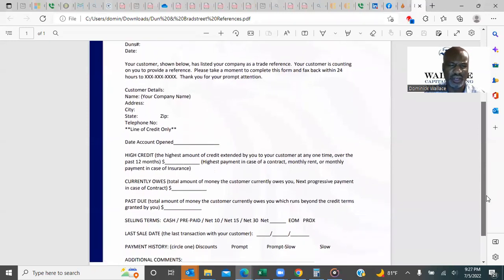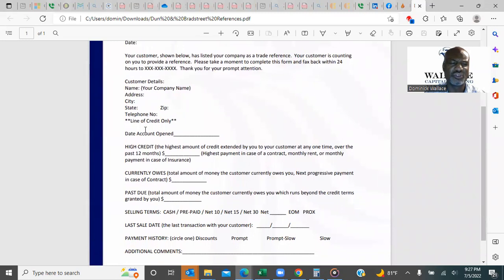And so it'll ask me, okay, when was this account opened? What was the highest amount of credit extended to your company within the past 12 months? How much is currently owed right now, and the past due amount. Obviously, you don't want any past due amount. That unfortunately reduces your credit status. And then, of course, the terms.